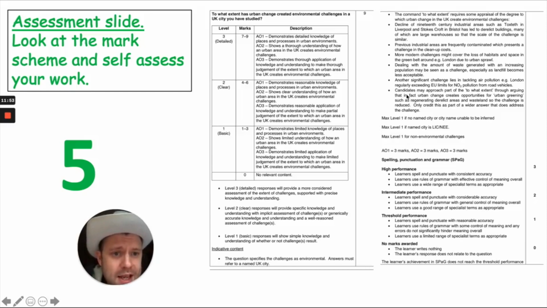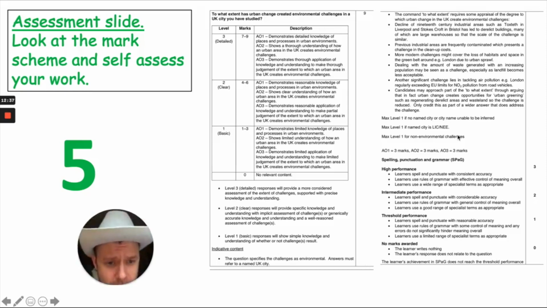This final one says, candidates may approach the to what extent part through arguing that, in fact, urban change creates opportunities. For example, urban greening, regeneration. So you could talk about Brindley Place being regenerated, and the urban greening that's taken place in Eastside City Park. It's a good question, because whichever way you approach it, whether you talk specifically about challenges or opportunities, you're going to get the marks. That's pretty much the answer, but remember there's a bonus 3 marks for this.